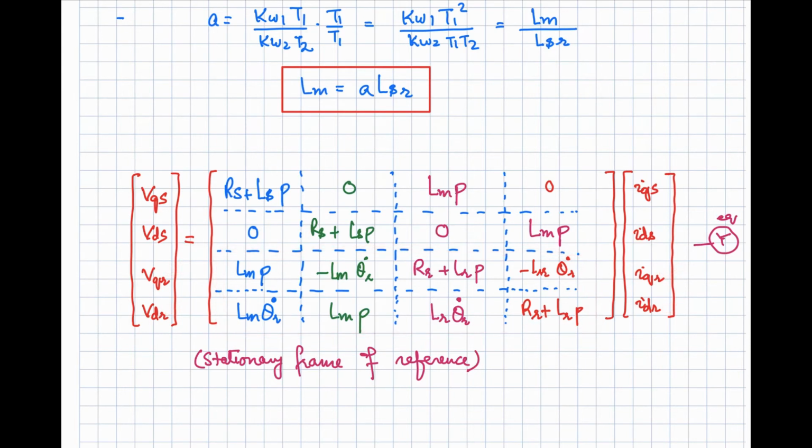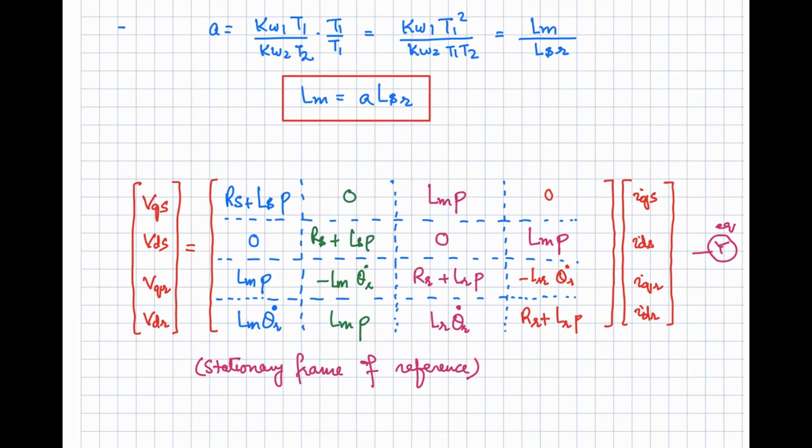So this matrix helps us to translate IQS, IDS, IQR and IDR into VQS, VDS, VQR and VDR using this transformation matrix. But this model is in the stationary frame of reference because we have considered the effect of the rotor along the D and Q axis of the stator, and those were considered the fixed ones.